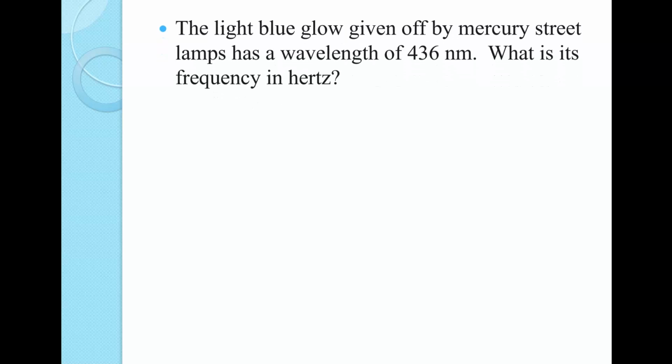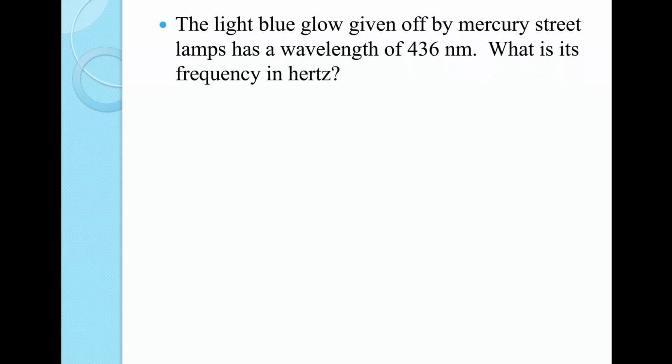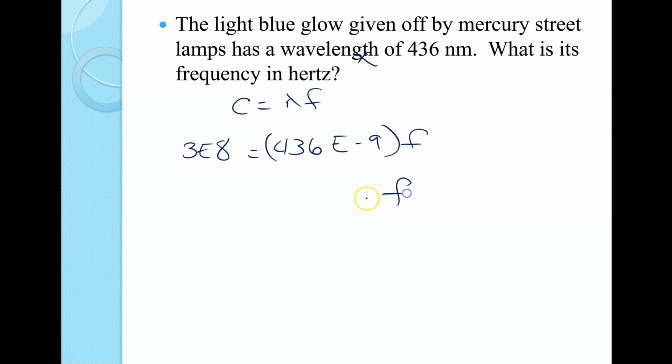So, sample calculation: light blue glow given off by mercury street lamps has a wavelength. That's wavelength. They want to know the frequency. So c equals lambda f. c equals, let's put in the number, 3 times 10 to the 8th equals, I'm going to just go ahead and straight away put it from nanometers into meters by multiplying by e to the negative 9, times frequency. Solve for the frequency, and you get 6.88 e to the 14th seconds inverse.